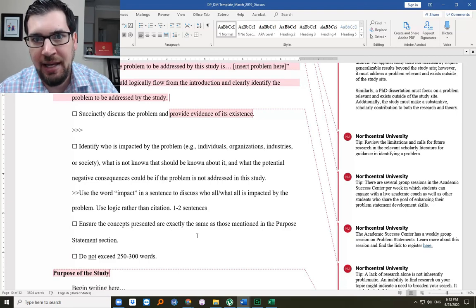The problem is A, therefore we need B. There's a fire, therefore we need to put it out. The response to the problem needs to be very obviously tied to what the problem is.